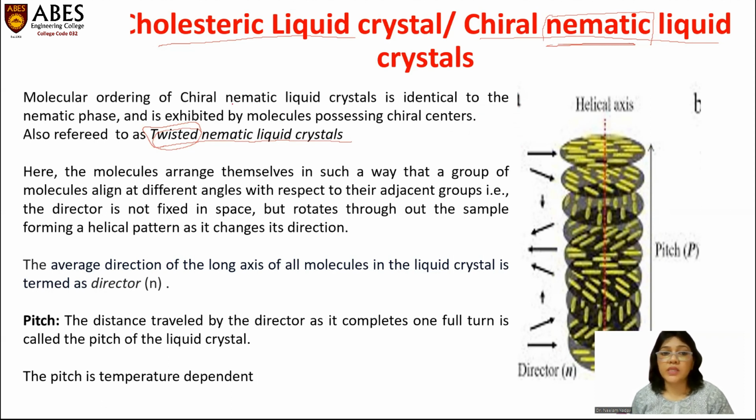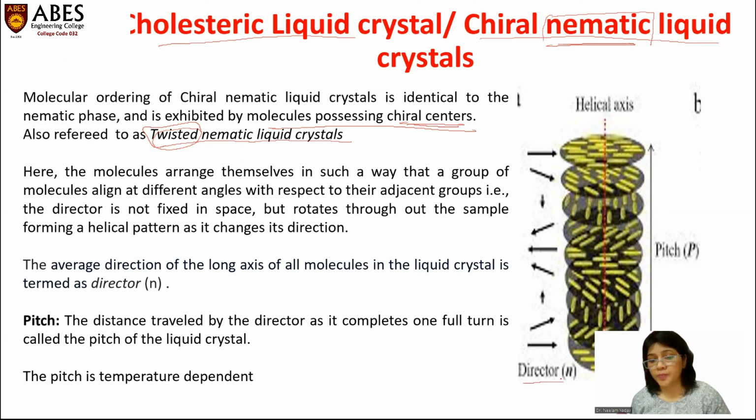Now, one of the major concerns about cholesteric liquid crystals, or chiral liquid crystals, is that this phase is exhibited by molecules which possess chiral centers. The substances made up of such molecules have chiral centers and show the cholesteric liquid crystal property.